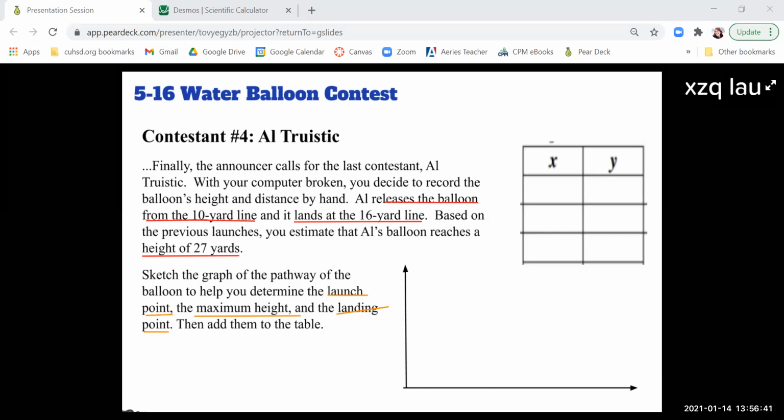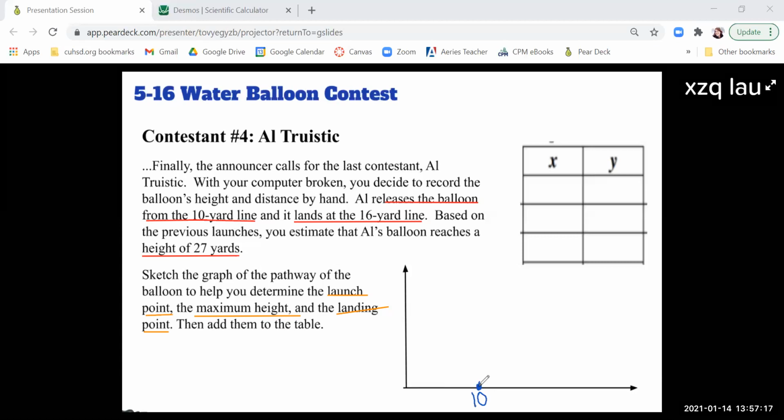All right, so we need to sketch the graph. Remember that (0, 0) is sort of like at the 0 yards line, at the end zone, basically. And it says that it's launched from the 10-yard line. So we actually have to travel out a little bit. We're going to go out about 10 yards. And because it's a sketch, we really don't care how perfect this is. We just need to know that it's 10. So I'm just going to put a 10 on it because that helps me organize my work.